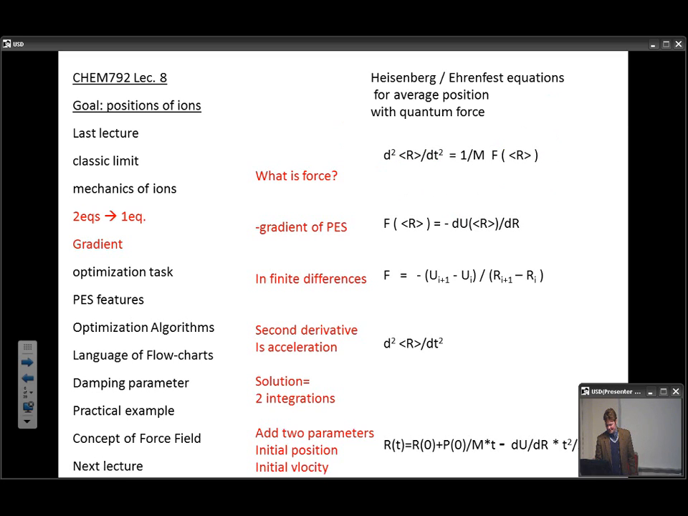So after plugging it in, we have the second derivative of position, which depends on the force acting on the ion. Do you know any artistic name for this equation? Do you recall anything in your previous experience? Yes, perfect. Can you switch on the microphone and tell us once again? Newton's second law. Yeah, perfect.